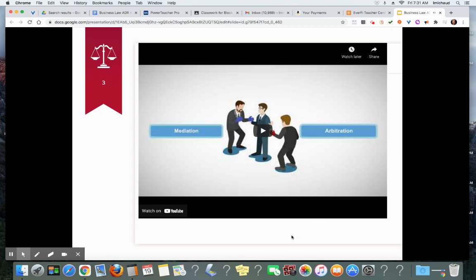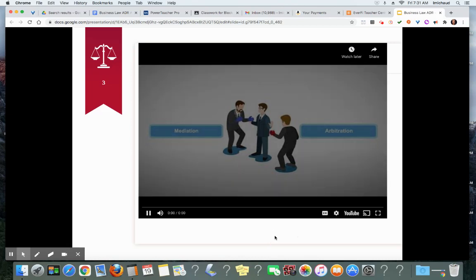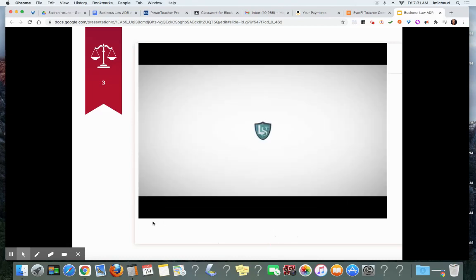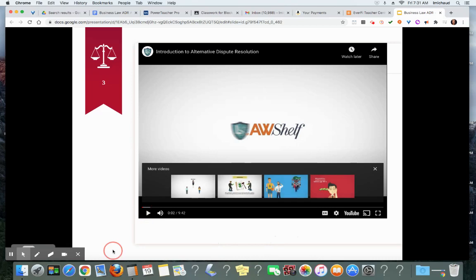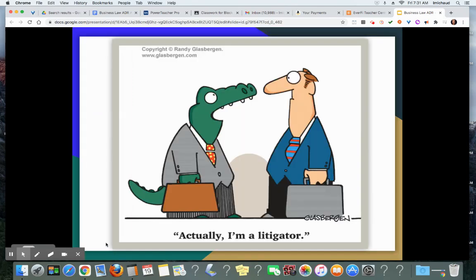So there's some information about ADR. And now we're going to move on to the next slide. Found this little cartoon here. It says, actually, I'm a litigator. So ADR are ways to avoid litigation.